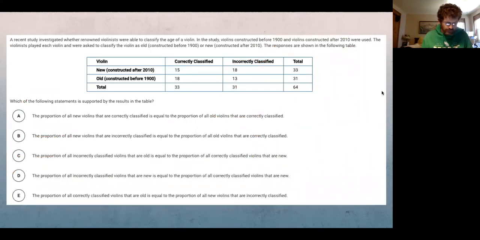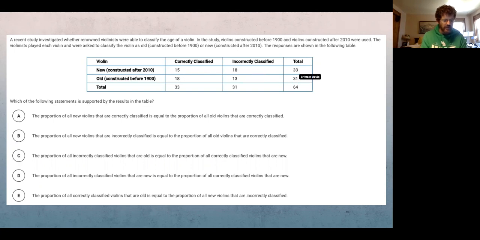Okay. So here we're looking at a two-way table. They got some violinists who were looking at violins and trying to categorize them. Some of the violins were old, some were new, and they were trying to categorize them as old or new based on their expertise. So here's the result. It was a new violin, and it was correctly identified as new. That was 15 times out of 33. It was an old violin, and they incorrectly classified it, so that's 13 out of 31.